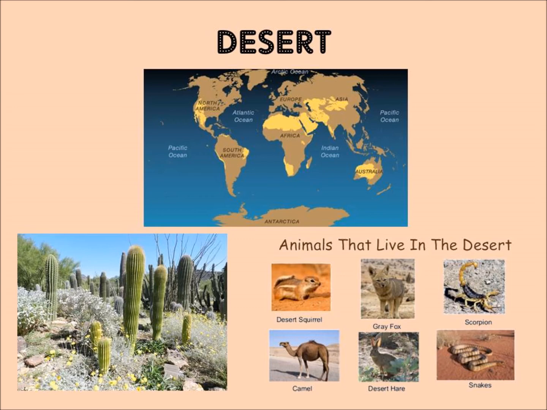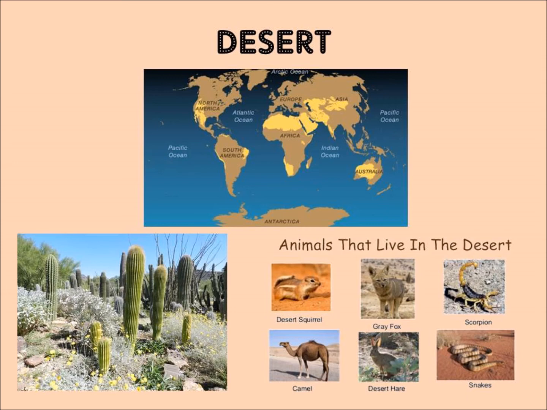The desert. Most deserts are located in Africa and Asia. The biggest desert in the world is the Sahara in Africa. As we can imagine, it does not rain a lot in deserts. It barely rains. The climate in the desert is very dry. During the day, it's very hot in deserts, but the nights are very cold.